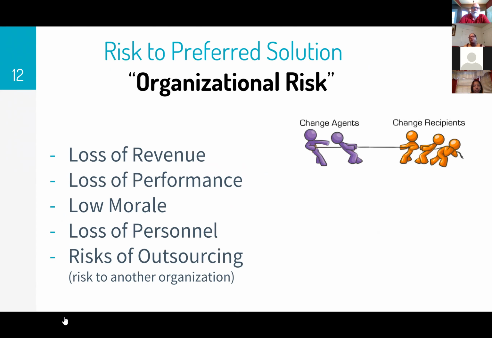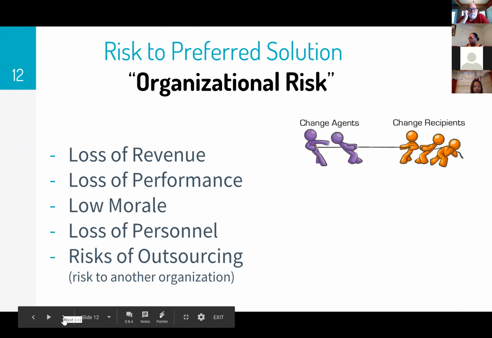And then risk to preferred solution, organizational risk, we looked at what the risks were. Loss of revenue, loss of performance, of course, and Sarah's group talked about that as well. Low morale. These were things that were going to take place based on the restructure, things that had to take place in order for the organization to move forward to success. Loss of personnel, and then risk of outsourcing, which was under risk to another organization.